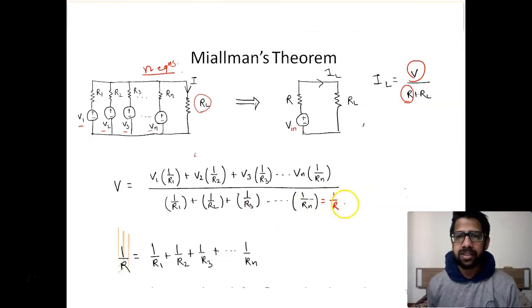Alright, so this is what we are talking about. If you add all the admittances, you are going to get a single admittance 1 upon R, or say G, which we are going to use in this formula. So this is nothing but R. That's what we have written here: 1 upon R is 1 upon R1 plus 1 upon R2 and so on till 1 upon Rn.